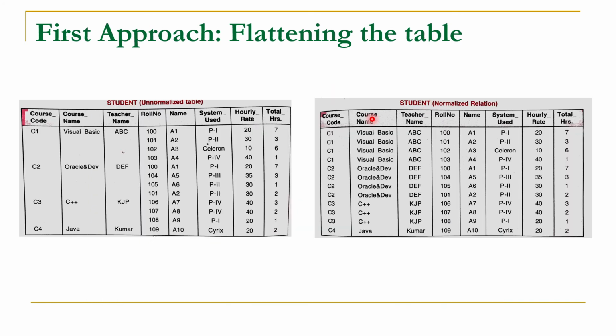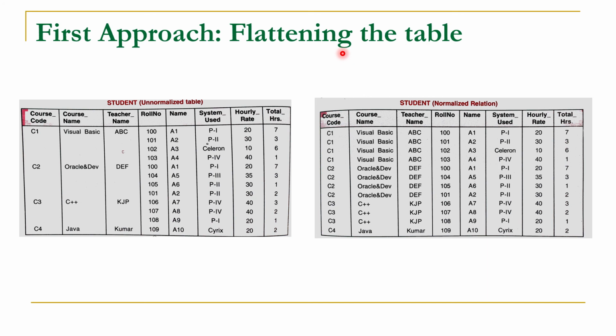So this table is unnormalized. Here we have normalized it by removing our repeating groups, by completing the missing entries of incomplete rows with their corresponding non-repeating attributes. So this is the normalized table, and we achieved this normalized table by following the first approach called flattening the table. So this is the first approach to normalize an unnormalized table according to first normal form.